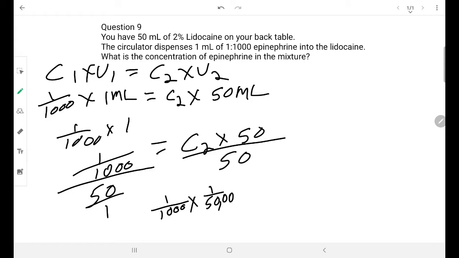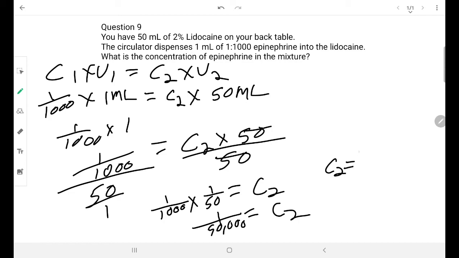Oops, excuse me. I was getting carried away with my zeros there. All right, equals C2. And so we've gotten rid of that. And so C2 is going to be 1 over 1,000 times 1 over 50. So C2 equals 1 over 50,000. Let me clean that up a bit. And so that means our C2, our epi, is 1 to 50,000.